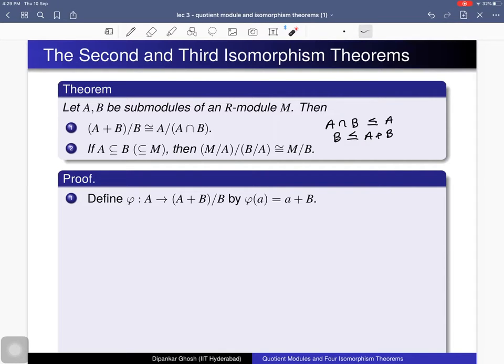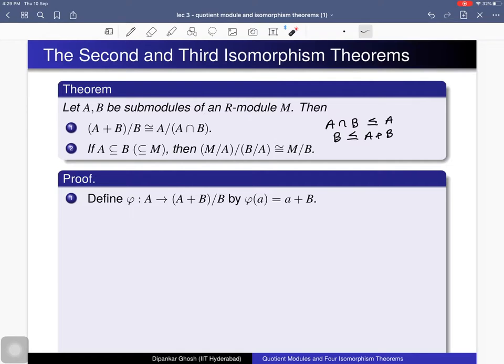Here we can define a surjective R-module homomorphism. The natural direction is to define a map from A to (A+B)/B, because A is a submodule of A+B, so you have that inclusion map. And now from A+B to (A+B)/B, you have a natural projection map. So by taking their composition, you can define an R-module homomorphism from A to this quotient module.